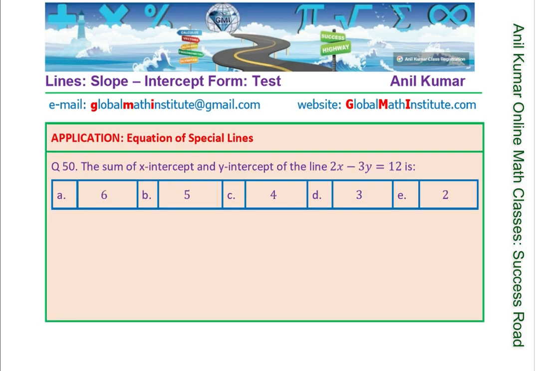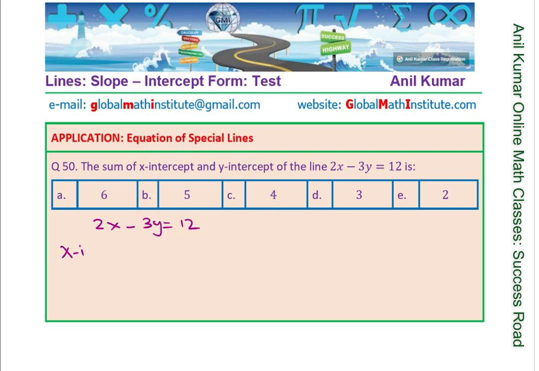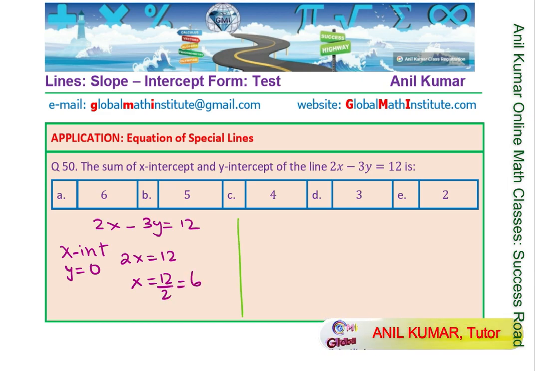Question number 50 here is, the sum of x-intercept and the y-intercept of this line is what, right? So this time we have to find both x and y intercepts. So we are working with the line 2x minus 3y equals to 12. So let's first find the x-intercept. So if I say x-intercept, it means y equals to 0. So what we get here is 2x equals to 12, or x is equal to 12 by 2, which is 6.